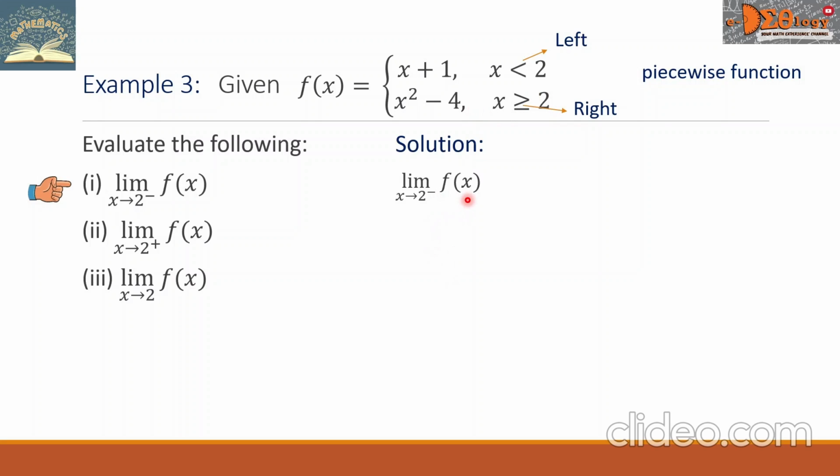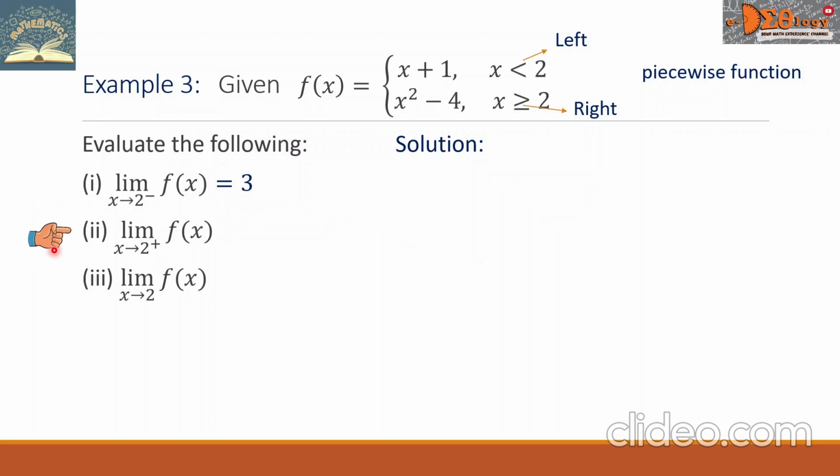Now, for the limit of f of x as x approaches 2 from the left, we're going to use this function x plus 1. So we rewrite our problem as the limit of x plus 1 as x approaches 2 from the left. Then we evaluate this. We substitute the number 2 for x. So we have now 2 plus 1, which is equal to 3. This is the answer that we will write opposite the first problem.